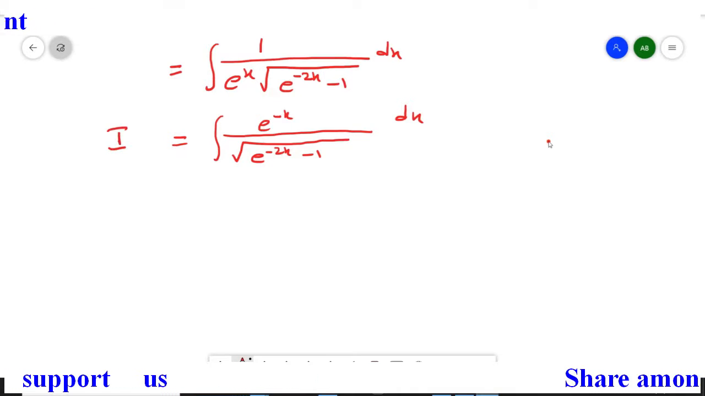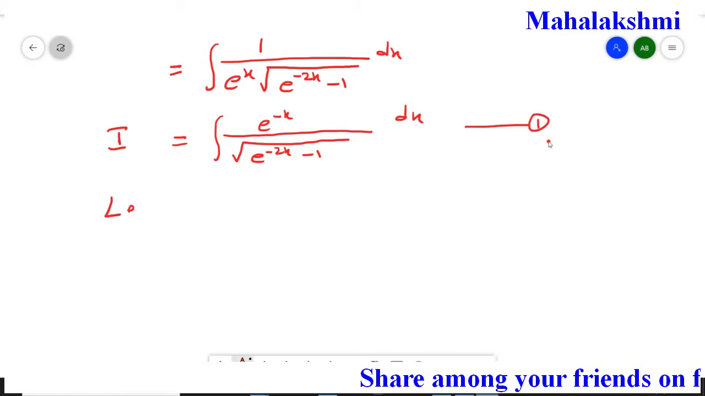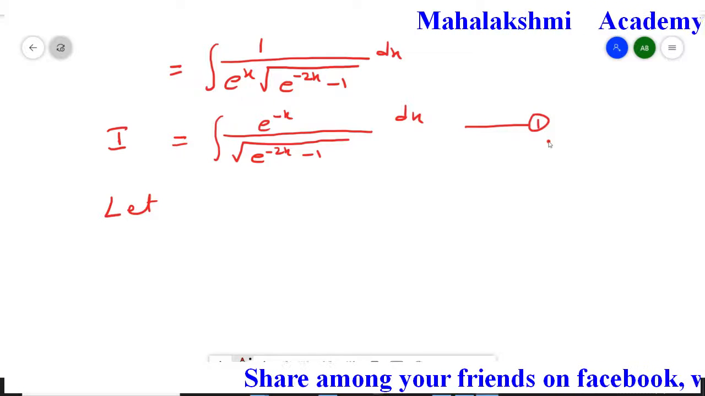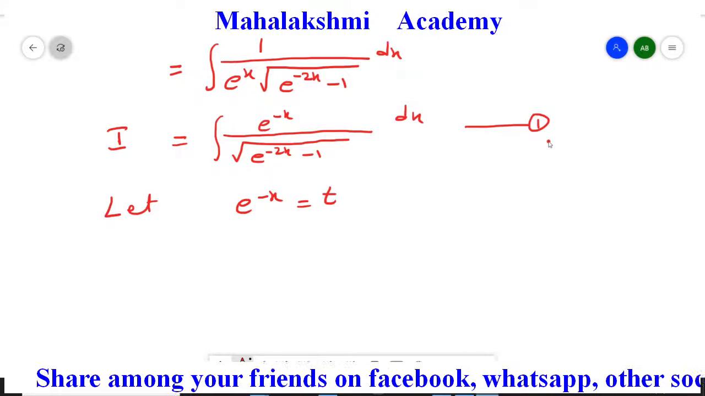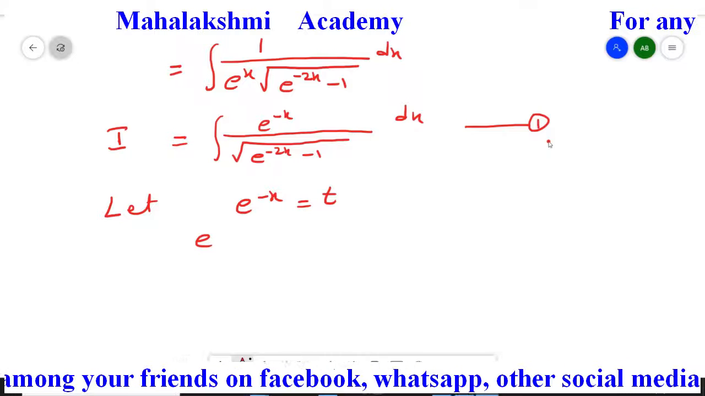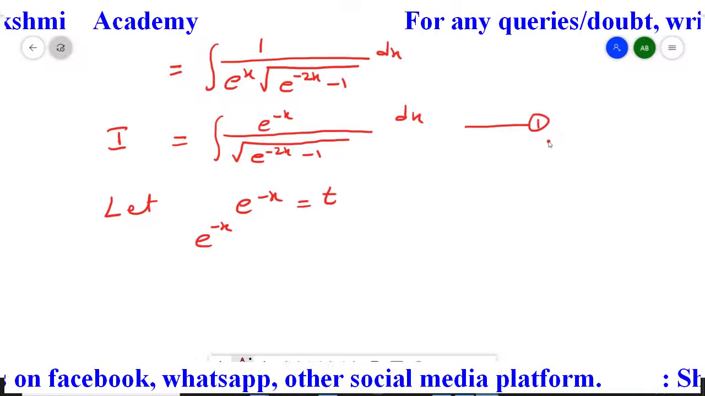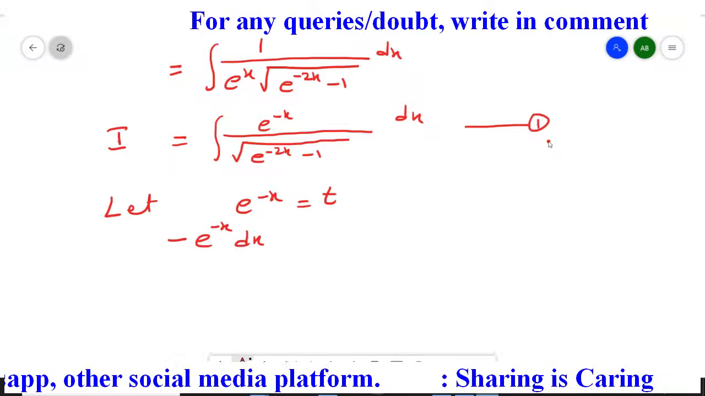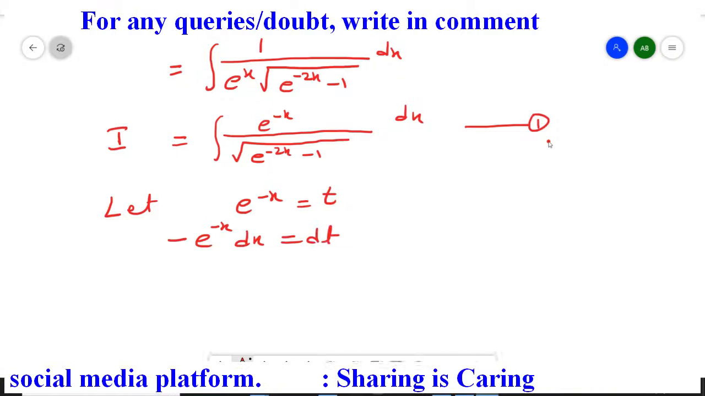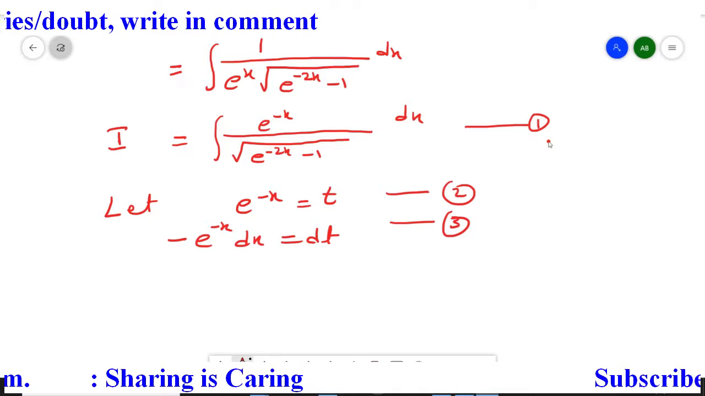So this is our equation 1. We assume that e to the power minus x is t. When we differentiate it, the differentiation of e to the power x is only e to the power x, but according to the chain rule we have to differentiate this minus x also. That's why we will get this minus sign, then dx is equal to dt. So this is our equation 2nd, and this one is our equation 3rd. I hope it's clear to you.